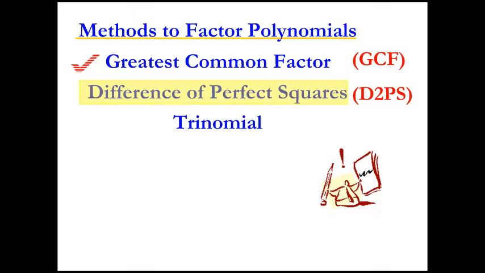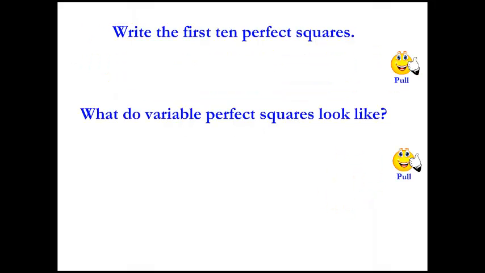Yesterday we took a look at the greatest common factor, and tonight we are going to take a look at the difference of perfect squares. We call that D2PS for short because it's the difference of two perfect squares. So let's get started.